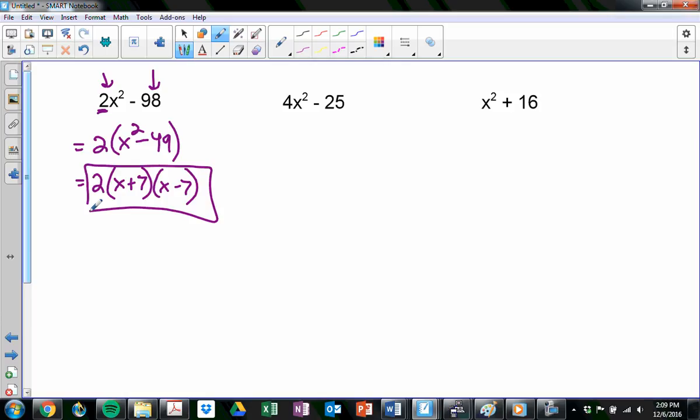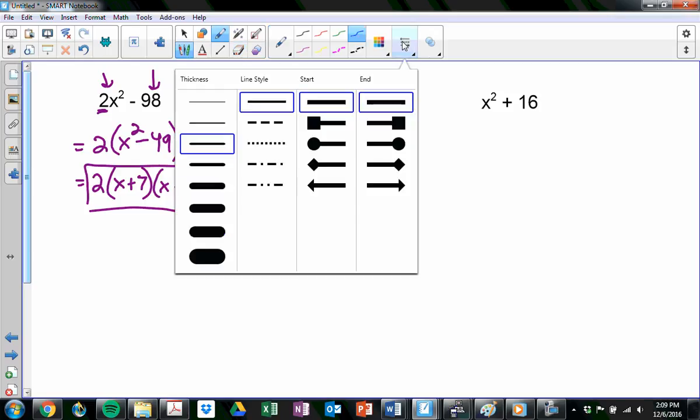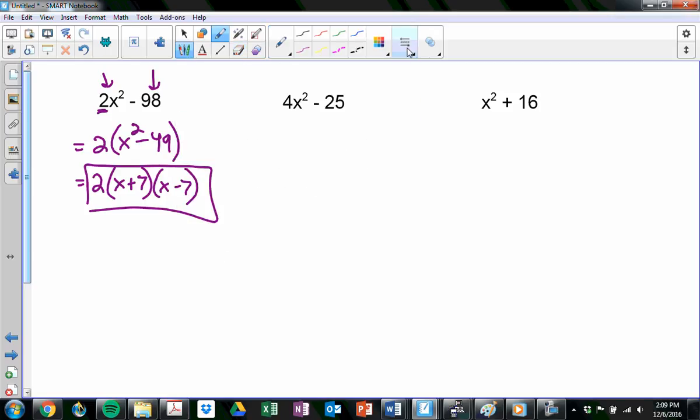Now sadly, I can't pull a 4 out of 25. There's no greatest common factor for me to pull out of this problem. But what I can do is recognize this is still a perfect square because 4 is a perfect square and x squared is a perfect square. So if I were to square root that, I would get 2x. This is also a perfect square. So it's (2x + 5) and (2x - 5).